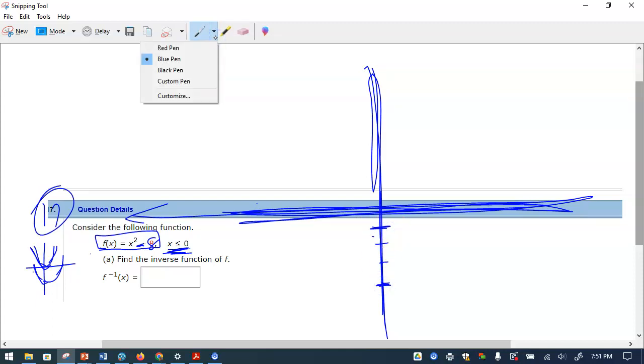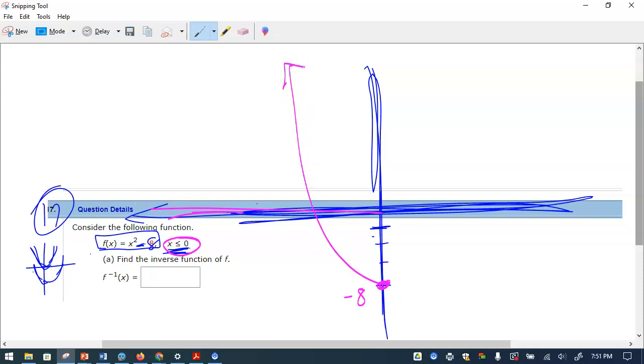And this is negative 8. The question is, because it says x has to be less than or equal to 0, it has to be only this side. So your graph will be something like this. See, this is the shape of the graph. Now, if this is the point, minus 8 comma 0, the other point has to be 0 comma minus 8. Sorry, I made a slight mistake here.